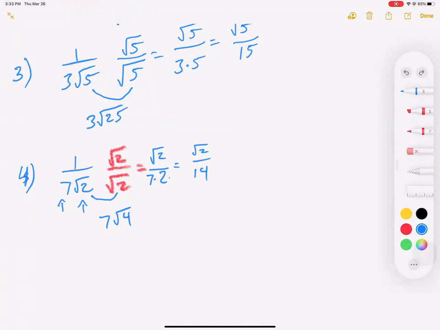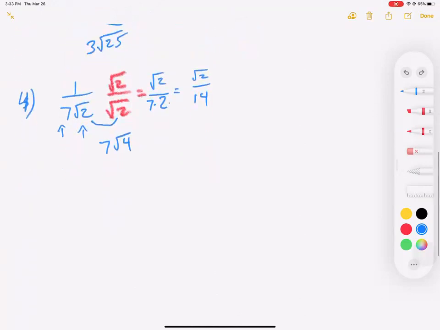Now, if we have some more examples here, what if I have square roots everywhere? What if I have square roots on the top and the bottom? The square root of 3 over 5 square root of, let's say, 7. What if I have square roots everywhere? What happens now?